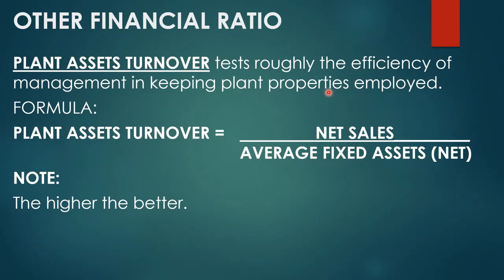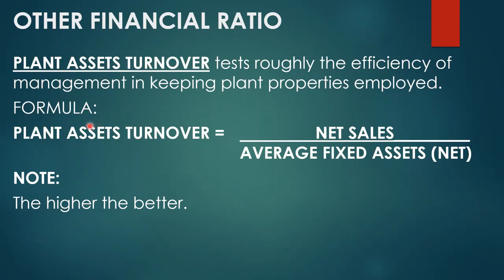So, anong ibig sabihin nito? Pinapakita nito is gaano ka-efficient ang company sa paggamit ng plant properties nito sa operations ng company. Paano nalalaman? Nandito ang formula. Plant asset turnover is equals to net sales divided by the average fixed asset. Net, meaning, binawasan mo na ang accumulated depreciation. Kaya sa net, the higher, the better. Because the higher, meaning, mas efficient ang company sa paggamit ng plant properties nito.